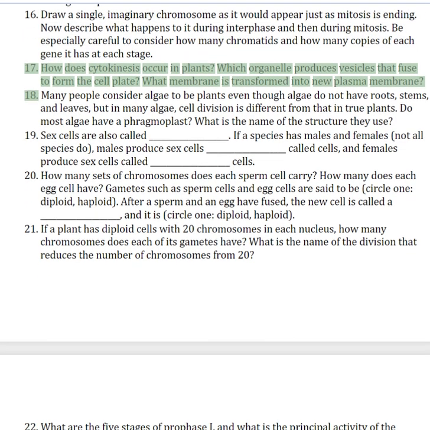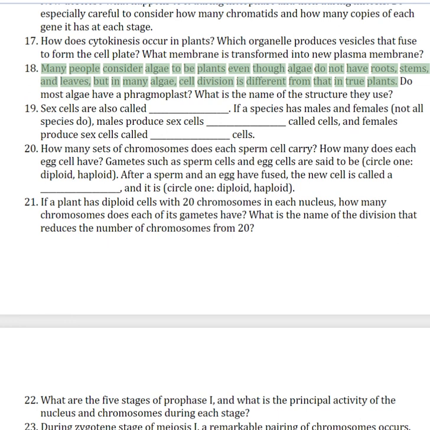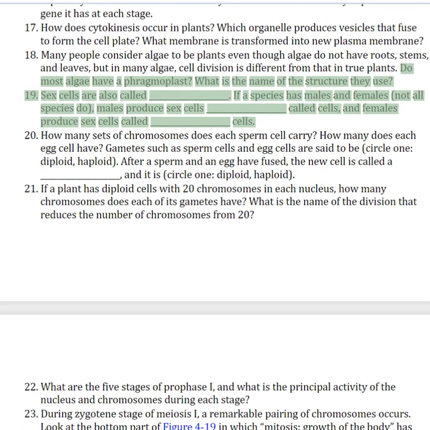17. How does cytokinesis occur in plants? Which organelle produces vesicles that fuse to form the cell plate? What membrane is transformed into new plasma membrane? 18. Many people consider algae to be plants even though algae do not have roots, stems, and leaves, but in many algae, cell division is different from that in true plants. Do most algae have a phragmoplast? What is the name of the structure they use?